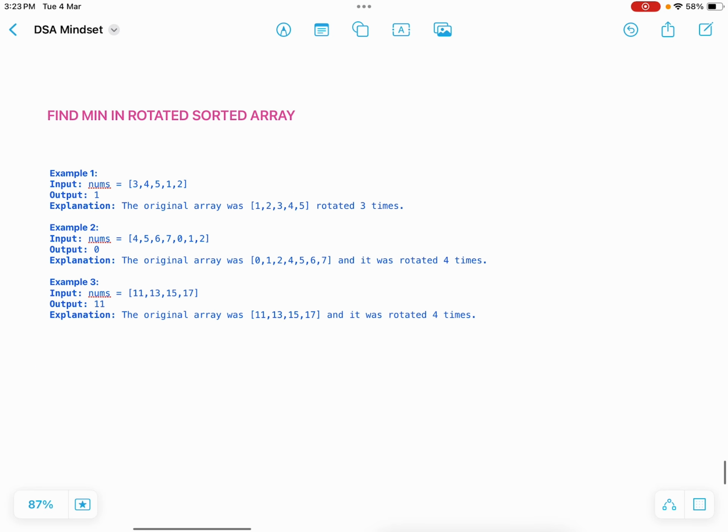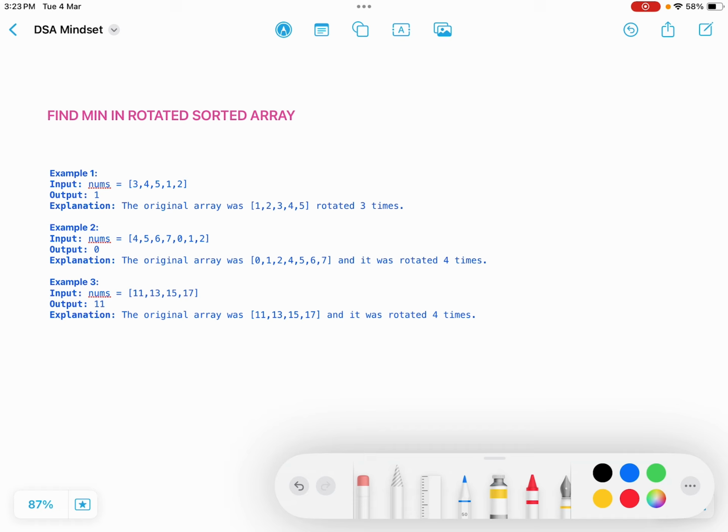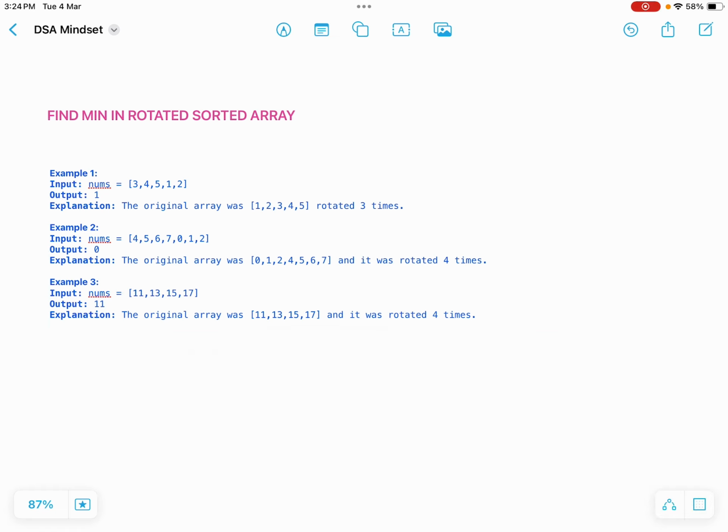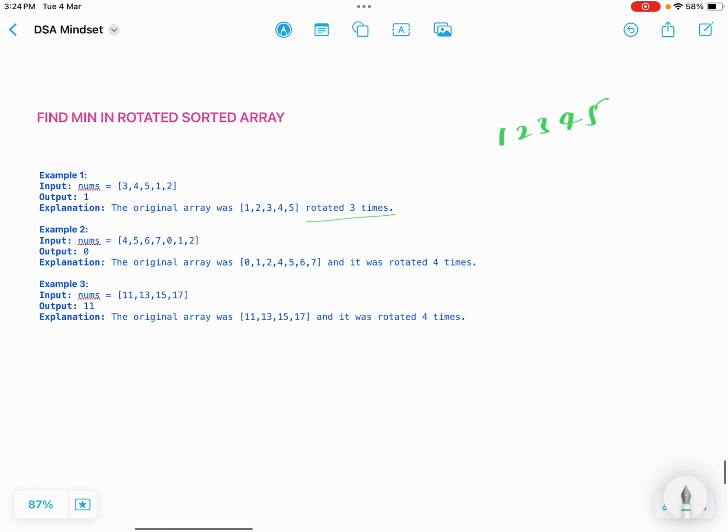So let's look at how things are happening here. We'll try to find the minimum in this portion. We have 3 4 5 1 2, and we are saying that the minimum is 1. So the original array was 1 2 3 4 5. If we rotate it 1 time, 5 will come here and this portion will shift, so it becomes 5 1 2 3 4.